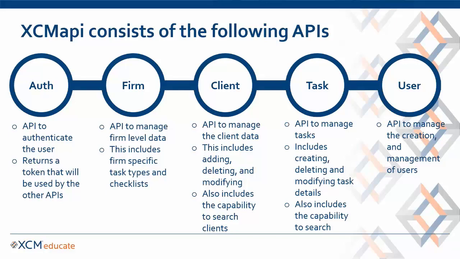Then we have firm, client, task, and user. In firm, you can manage firm-level data, like specific task types that are configured for that firm, or checklists, or locations that the firm has. With client, you can insert new clients, as I was saying before, update existing clients, delete certain clients, or search clients. Every API has a two-level approach: you can do an easy search or an advanced search to bring up clients or tasks or users.